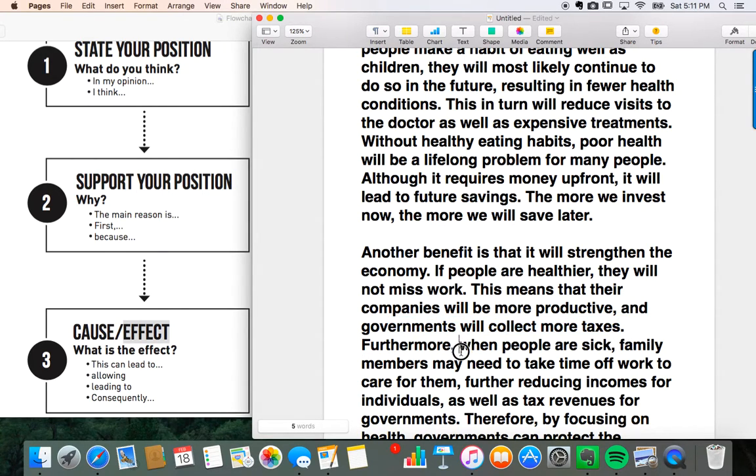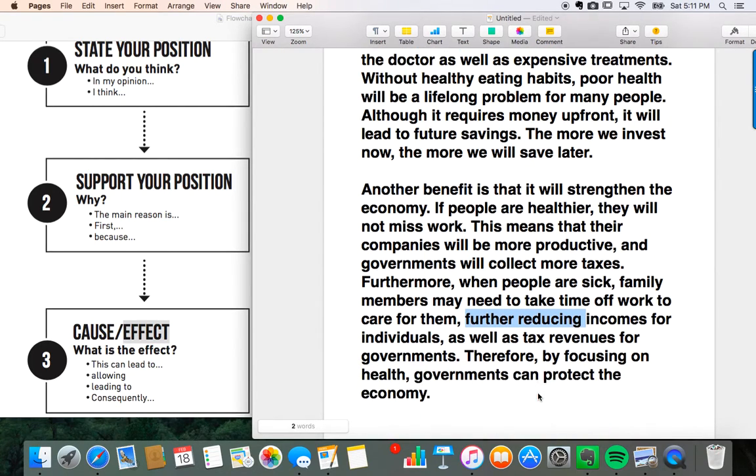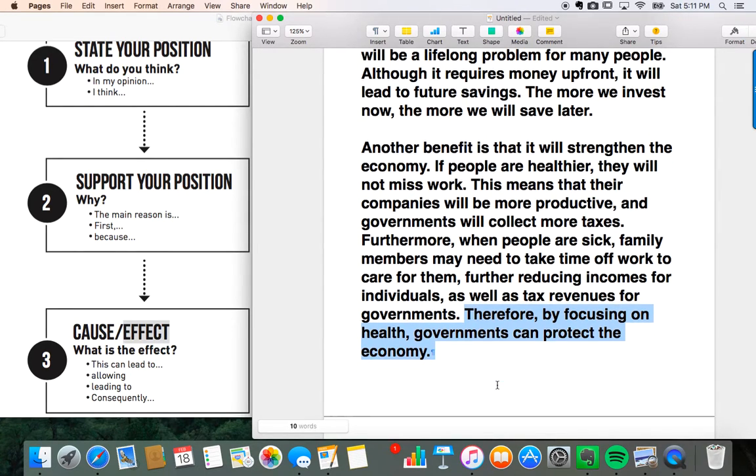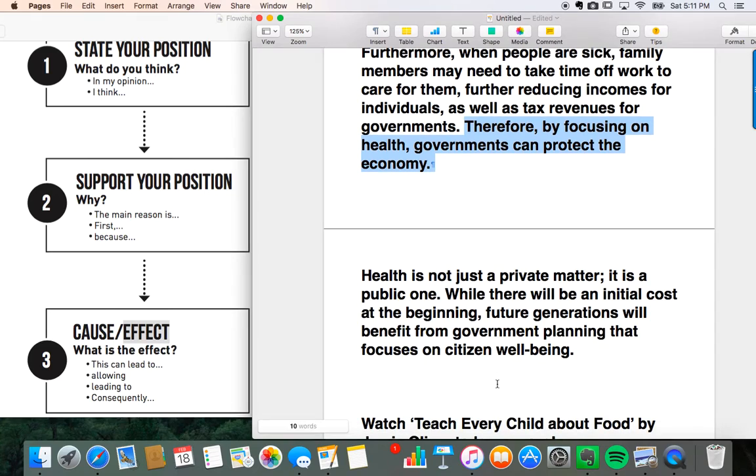Furthermore, when people are sick, family members may need to take time off to care for them, okay? Further reducing incomes for individuals as well as taxes for government. So again, effect. Further reducing. Oh, there we go. And then just for variety, I've got here. Therefore, by focusing on health, governments can protect the economy. Again, very different approach.